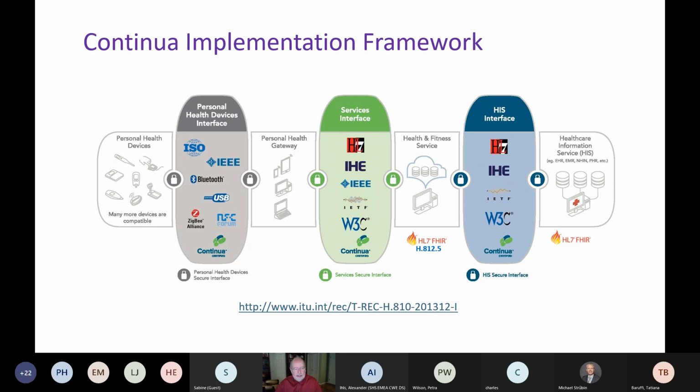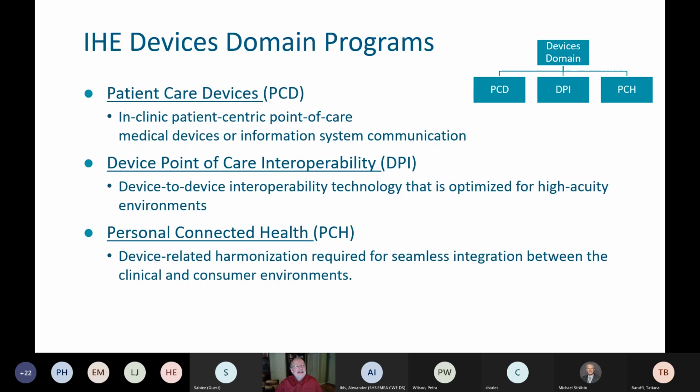And if you really want to dive into the details, there's a link there to the ITU. Their recommendation is based on the Continua Design Guidelines. Next slide.